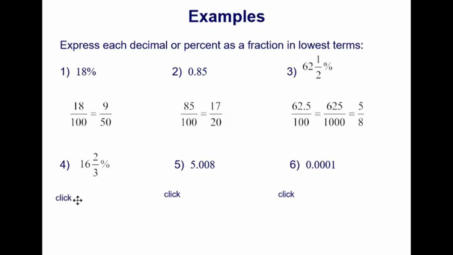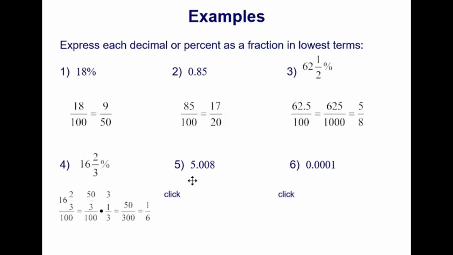Then we have number 4, 16 and 2/3%. Again, percent is out of 100. So we have 16 and 2/3 over 100. But again, we can't have a fraction within a fraction. So first we're changing the mixed number into an improper fraction, 50 over 3. We're then going to divide by 100, or multiply the top and bottom by 3 to have 50 over 300, which reduces to 1/6 when you divide both top and bottom by 50.